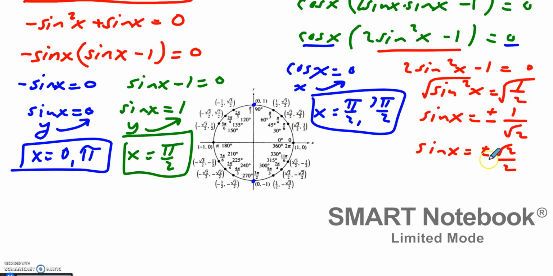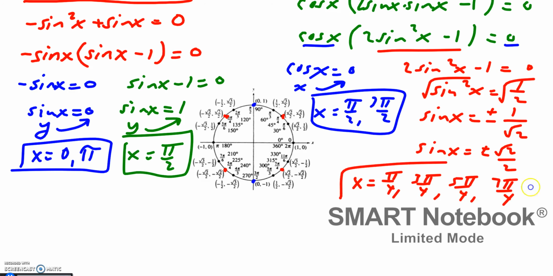Specifically, sine is positive or negative root 2 over 2 at any 45-degree based angle. So I have 4 possible answers: pi over 4, 3 pi over 4, 5 pi over 4, and lastly 7 pi over 4. So in this example, there were 6 possible answers.